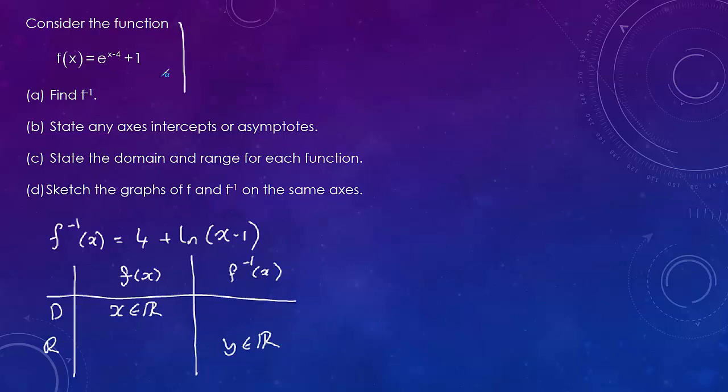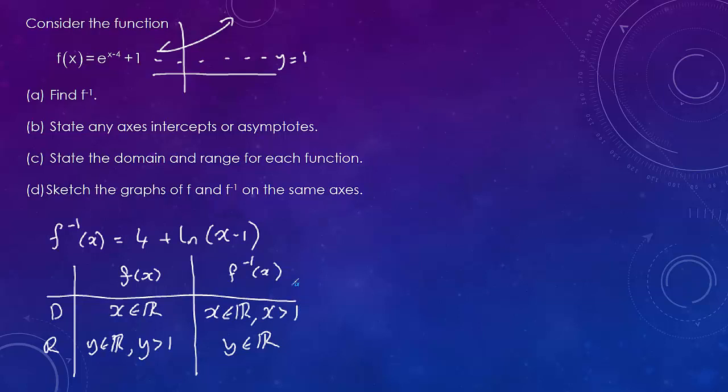Now we already discussed with this one that it would have a horizontal asymptote, y equals 1, and it would go up like this. So the range is going to be y is a real, y is greater than 1, and that means that the inverse function must have domain x is a real, x is greater than 1. And if we actually look at this, that makes sense, because if we had an x that was 1 or less, we'd be inputting a value into the log we know we can't take. We can't take ln of 0, and we can't take ln of a negative number.